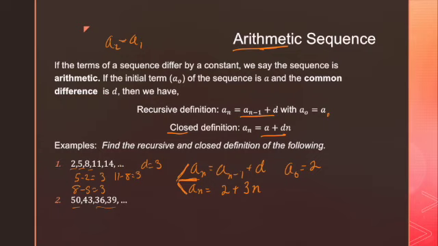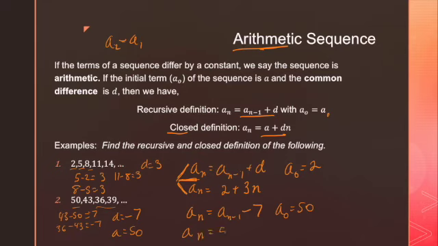Now for this example, our numbers are shrinking. If I have 43 minus 50, that gives me negative 7. 36 minus 43, negative 7. So our common difference here is negative 7, and our initial term is 50. So I have, for my recursive formula, a sub n is a sub n minus 1 minus 7, with our first term being 50. And for our closed definition, I have a sub n is 50 minus 7 times n.